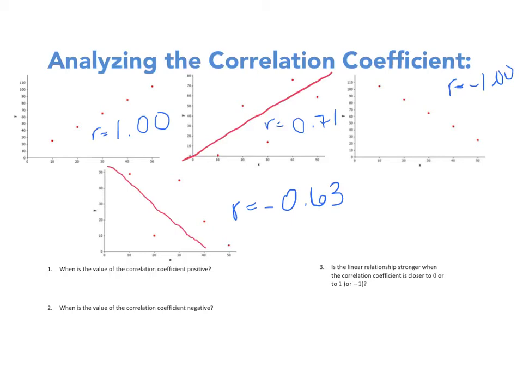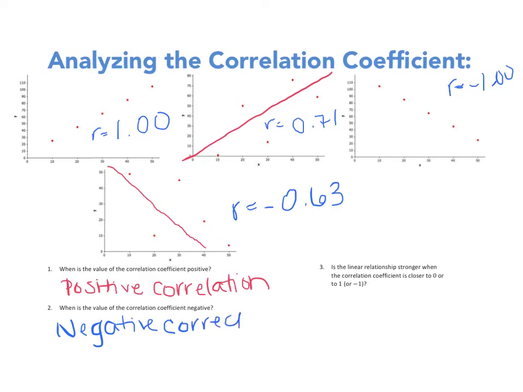So let's answer these questions. When is the value of the correlation coefficient positive? Well, that's when there's a positive correlation, and we can see that in our first 2 scatter plots. When is the value of the correlation coefficient negative? That's when we have a negative correlation. We see that in our second 2 scatter plots.